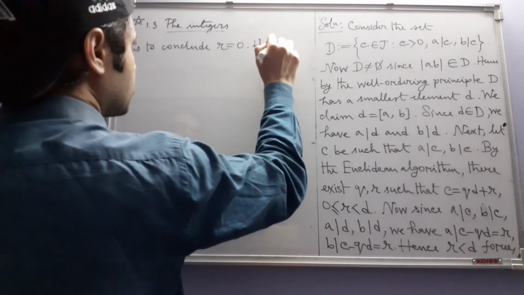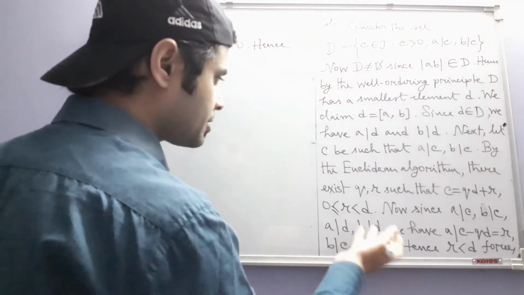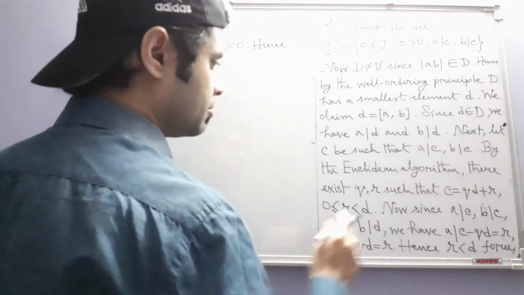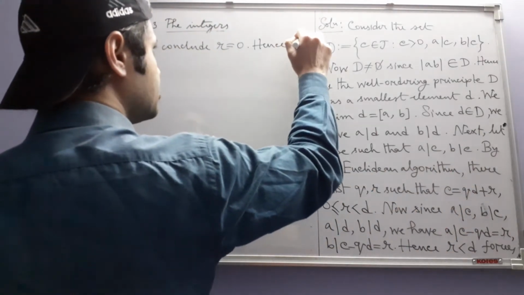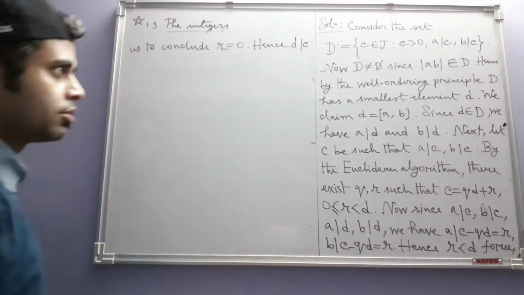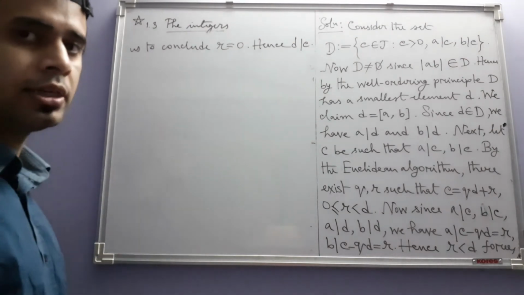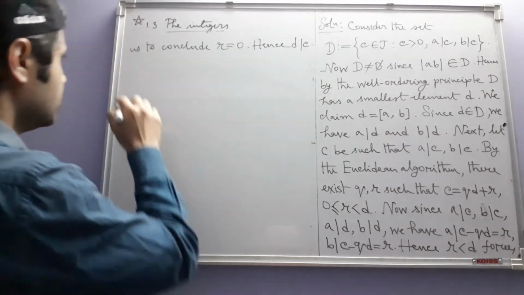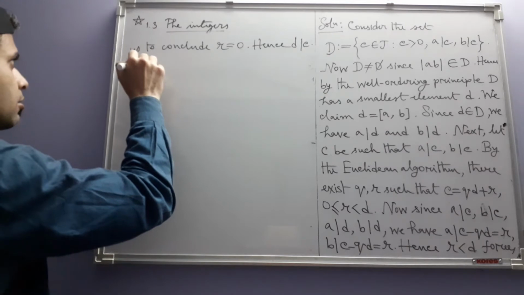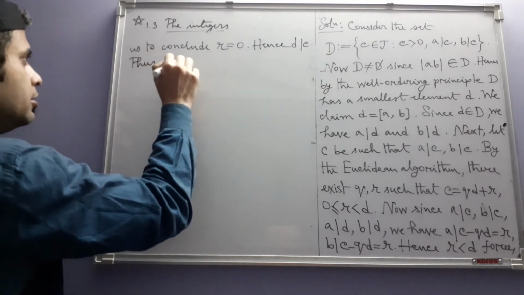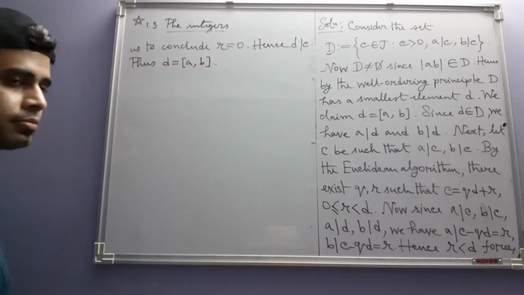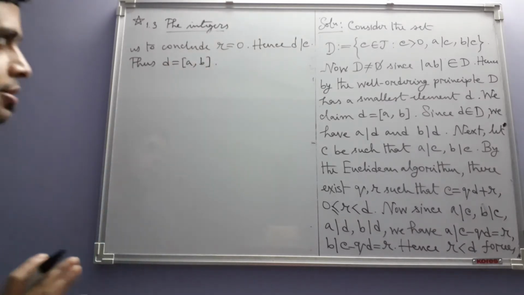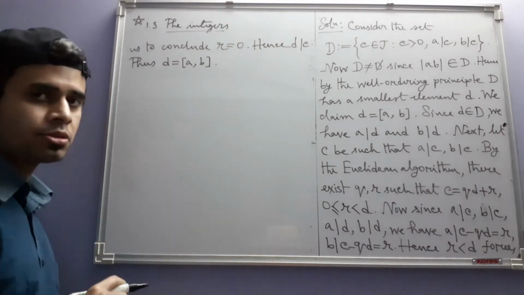Hence, now because R is equal to 0, d divides C. And this was precisely the second condition for d to be the least common multiple of A and B. Thus, d is this. Okay, so this completes the first part of the solution.